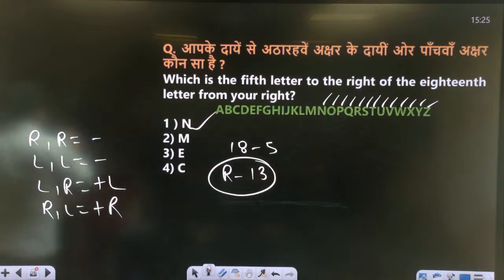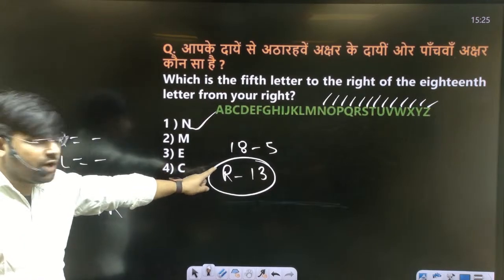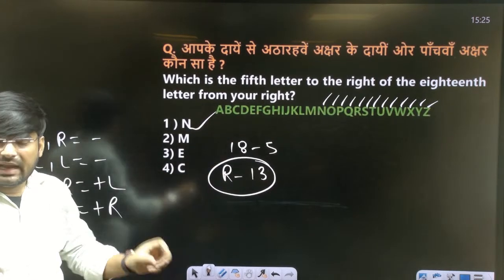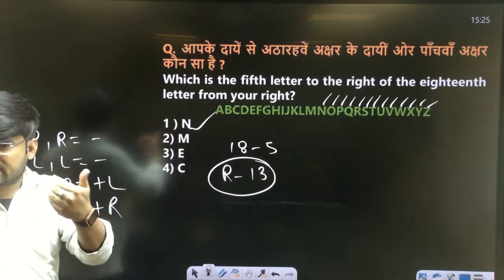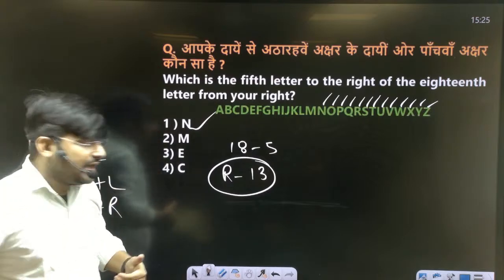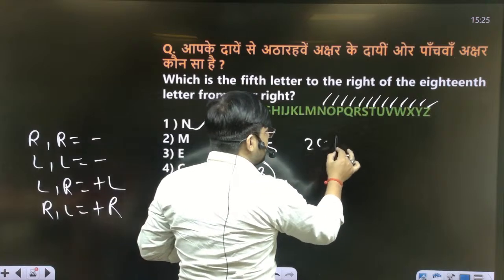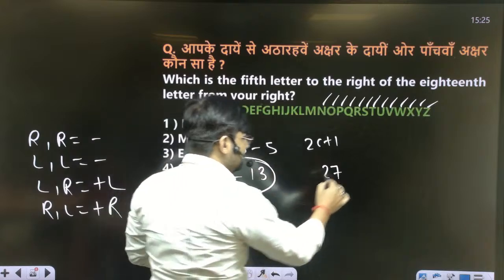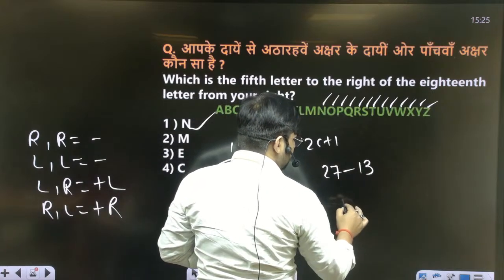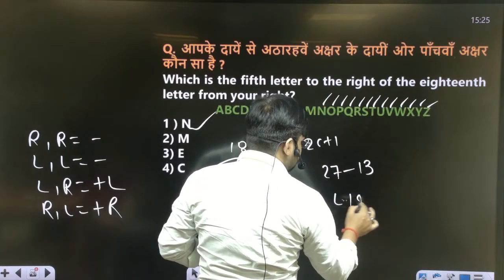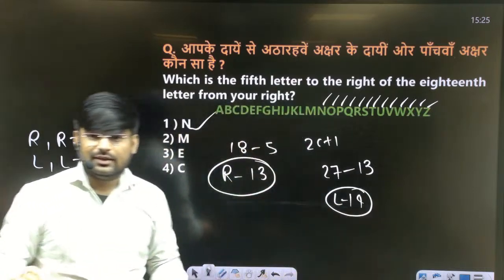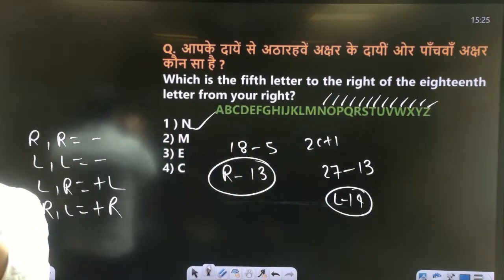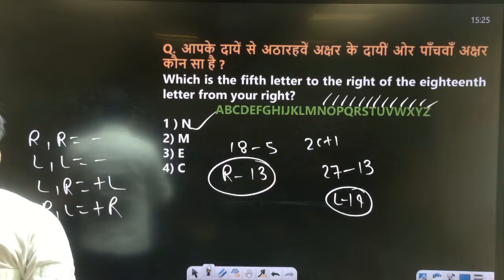But there is no need to count the alphabet. You got 13 from the right, and there are only 26 letters in the English alphabet, so you have to add 26 plus 1. It's 27, and subtract 13. You get 14th from the left, and 14 is the place value of N. N is our correct answer.